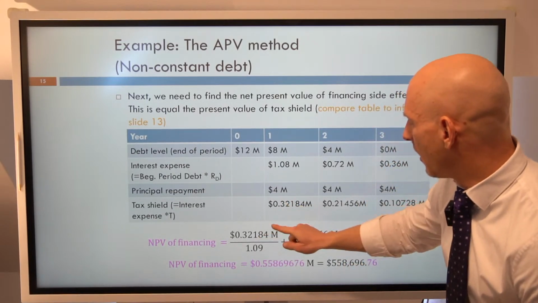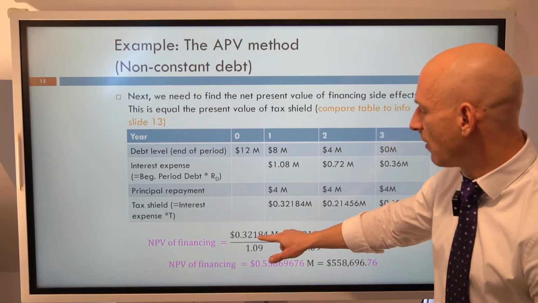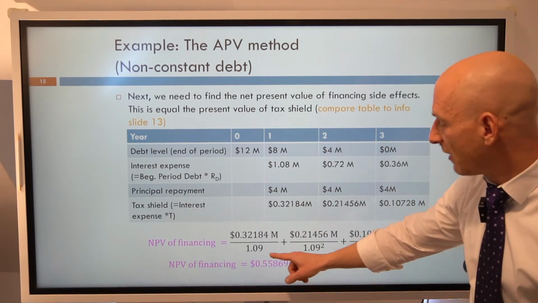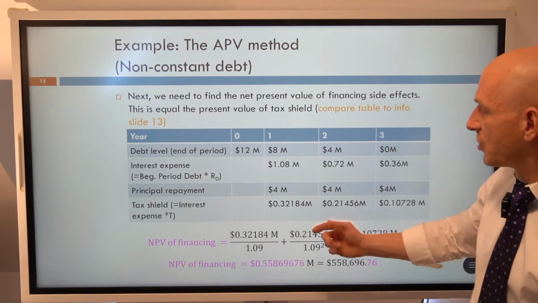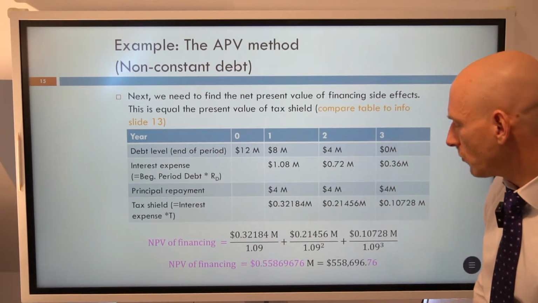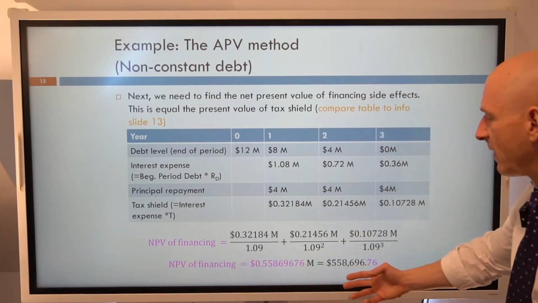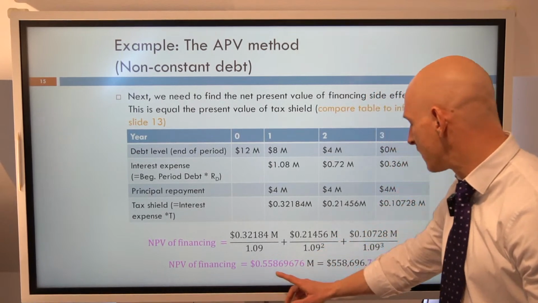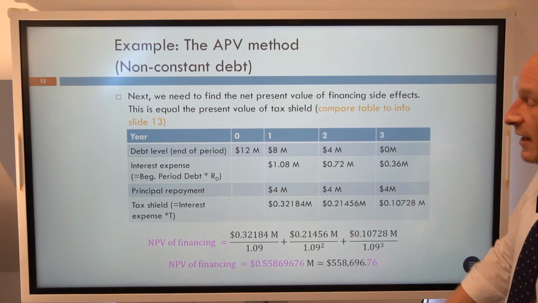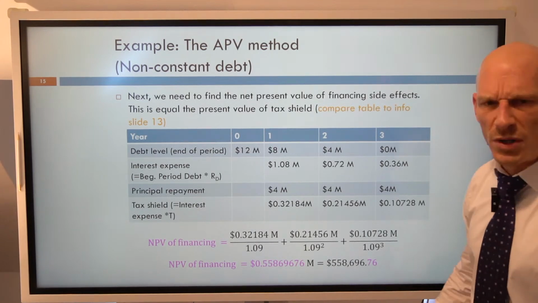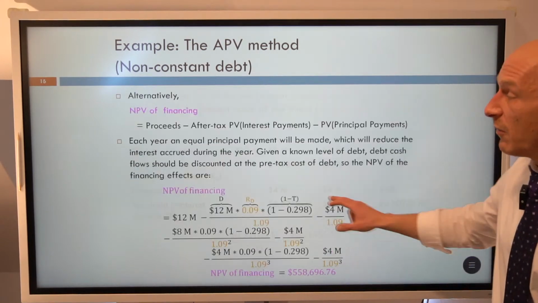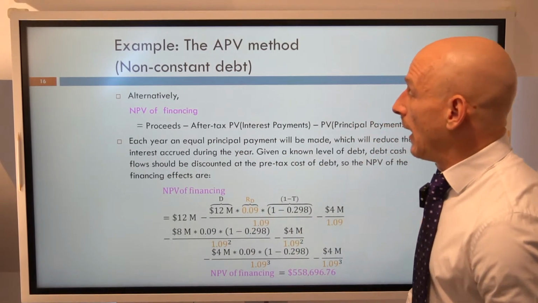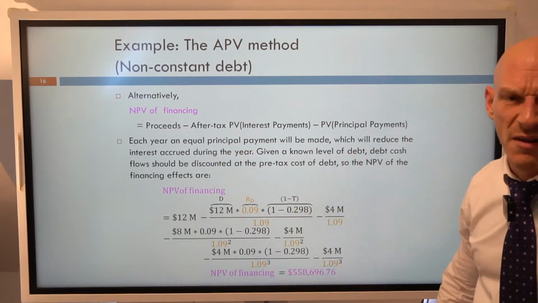So I simply have here the tax shield from year 1, tax shield year 2, tax shield year 3. And I discount with the 9% because that is RD. Type in the numbers and you find the net present value of the financing side effects, only of the financing side effects, is 558,000 and a little bit more. What does this mean now? Should we do it or not? Well, we still need to calculate a total net present value now. So I have here an alternative way of calculating.